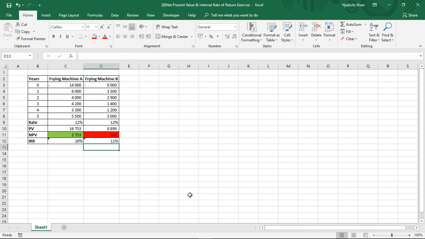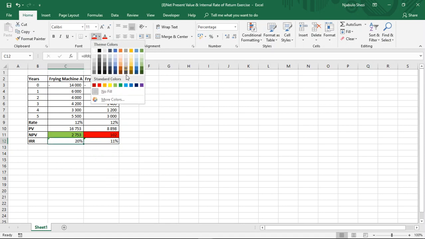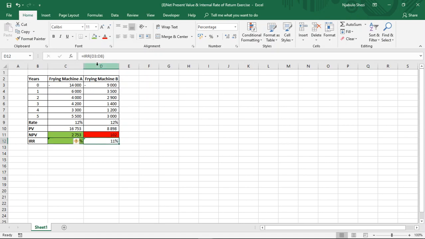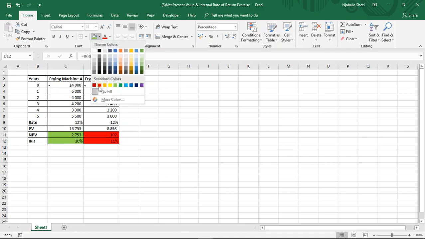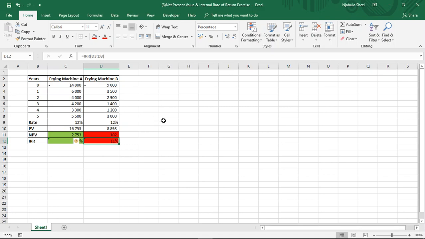Enter. And as you can see, guys, for frying machine A, our internal rate of return is greater than our cost of capital rate. So let me just change this cell to green. And then let me change this cell to red, because as you can see, our internal rate of return for frying machine B is 11%, and it's actually less than our cost of capital rate, which is sitting at 12%.